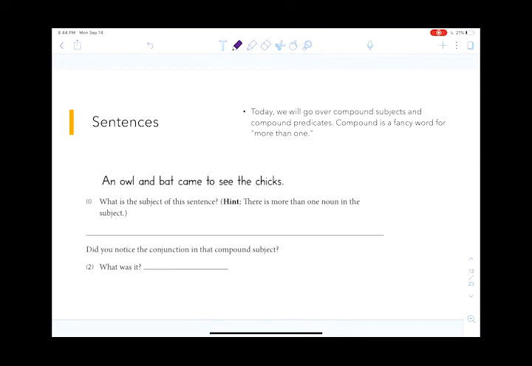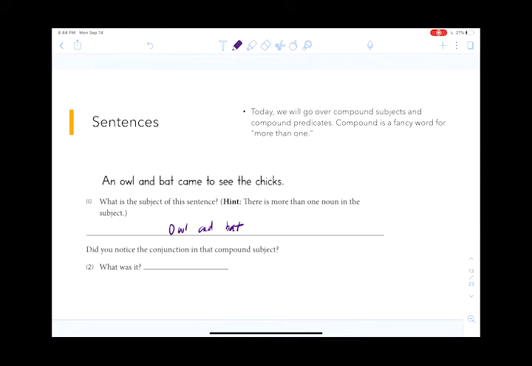Here is an example to study. An owl and bat came to see the chicks. What is the subject of this sentence? That's right, the subject is an owl and bat. This is a compound subject because there are two nouns in the subject, an owl and a bat.